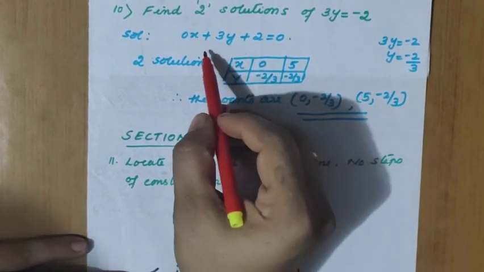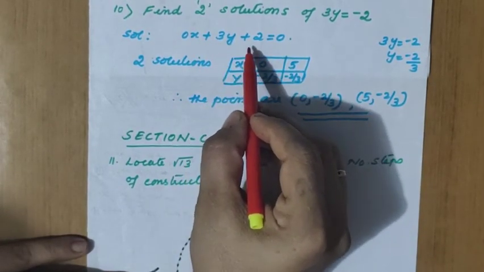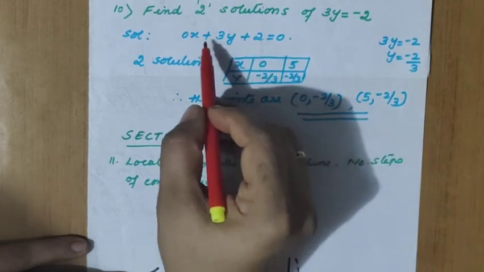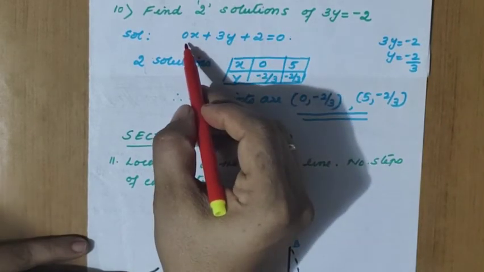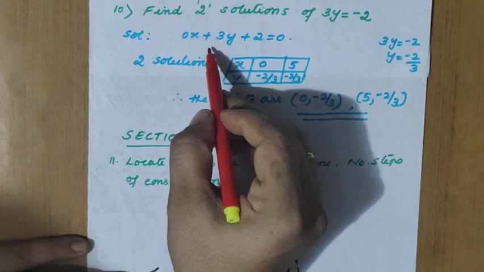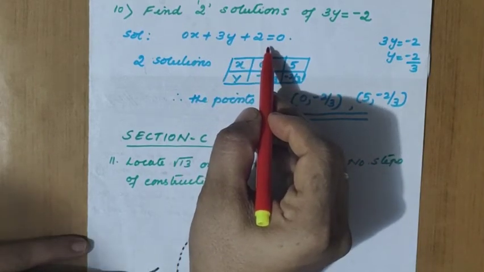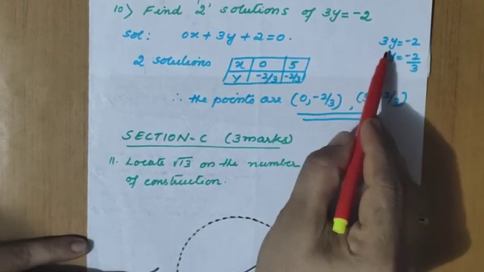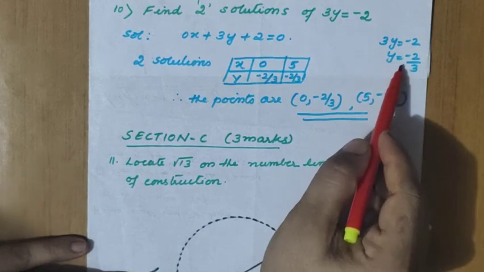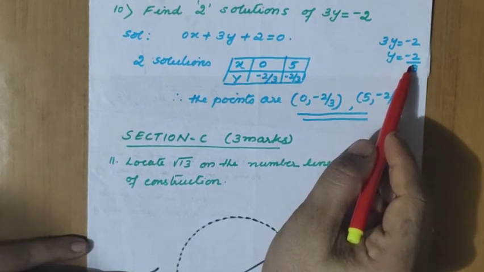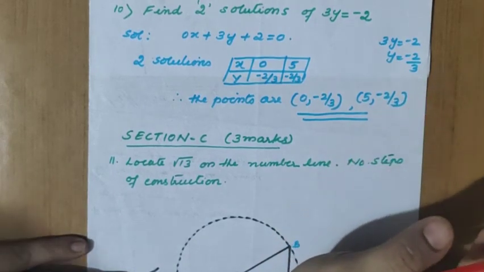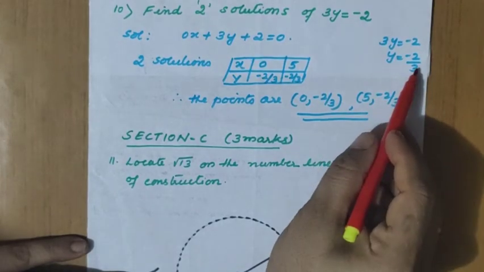So how can we write it: 0x plus 3y plus 2 equal to 0. So x is absent there, so the coefficient will become 0. So 0x plus 3y plus 2 equal to 0. Now, when it is given that 3y equal to minus 2, the y value equals minus 2 by 3 only. So the y value will not change, right? So y equal to minus 2 by 3.